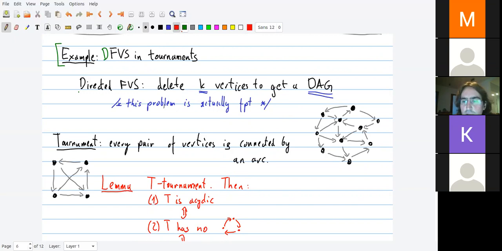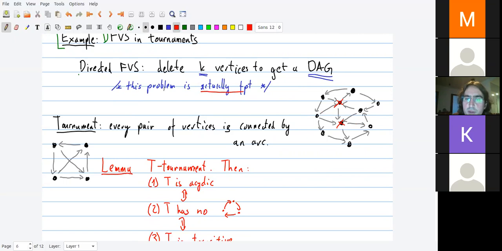So for instance, in this instance, I see here a directed triangle. So maybe it makes sense to remove this vertex. Here is also a directed triangle, so maybe it makes sense to remove this vertex. And now when you look at the remaining vertices, there is no directed cycle, because the remaining vertices induce in this graph a directed acyclic graph. Good. So this problem is actually FPT in general digraphs.